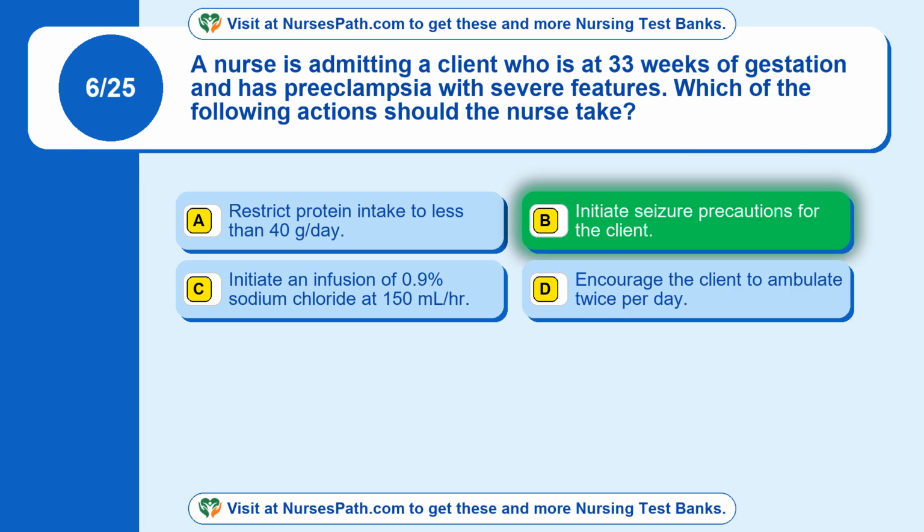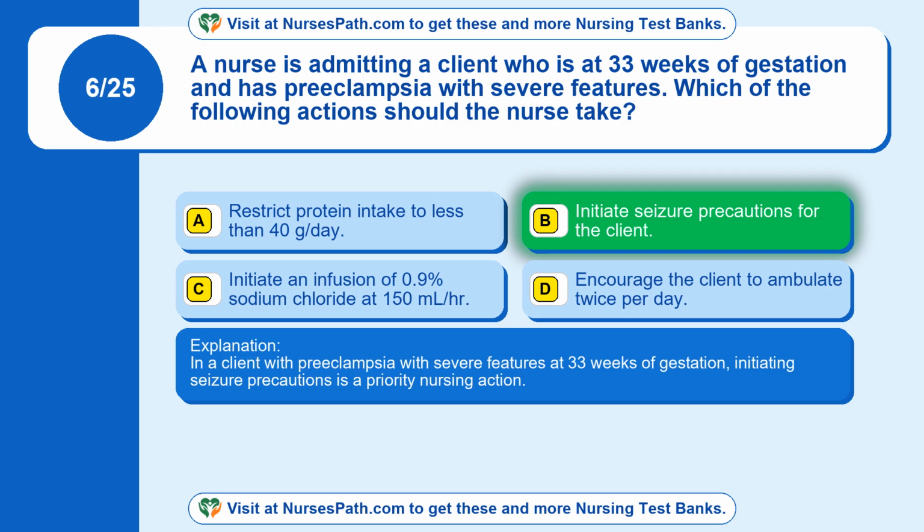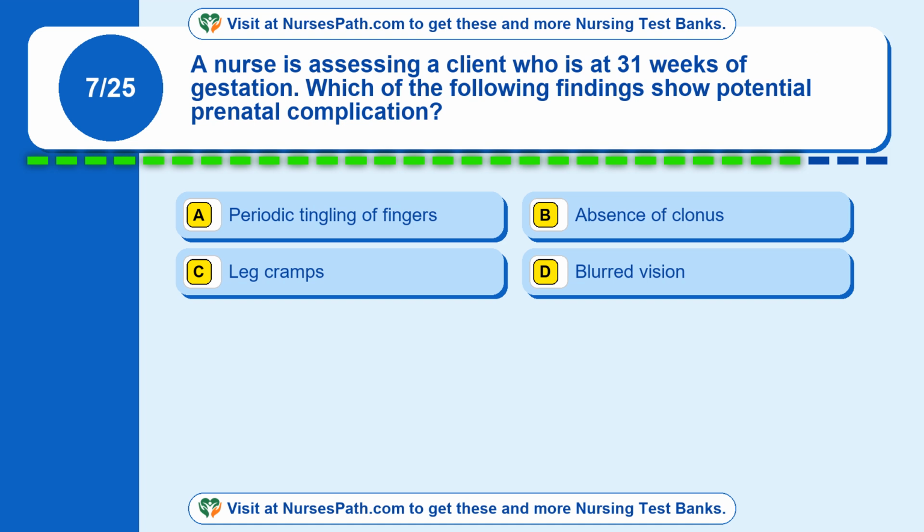The correct answer is option B. Initiate seizure precautions for the client. In a client with preeclampsia with severe features at 33 weeks of gestation, initiating seizure precautions is a priority nursing action.